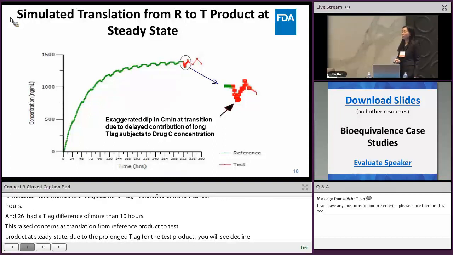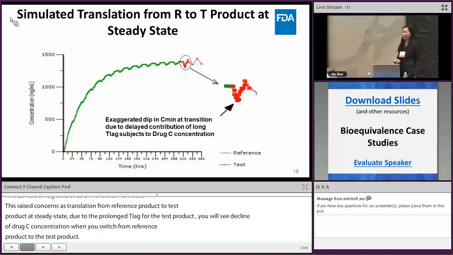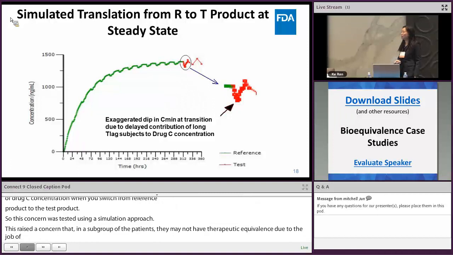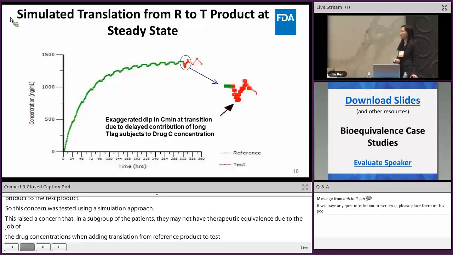So this concern was tested using a simulation approach. This raises a concern that in a subgroup of patients, they may not have therapeutic equivalence due to the drop of the drug C concentration at the transition from reference product to the test product. It may lead to a threat of seizure breakthrough due to this drop of the drug C concentration.